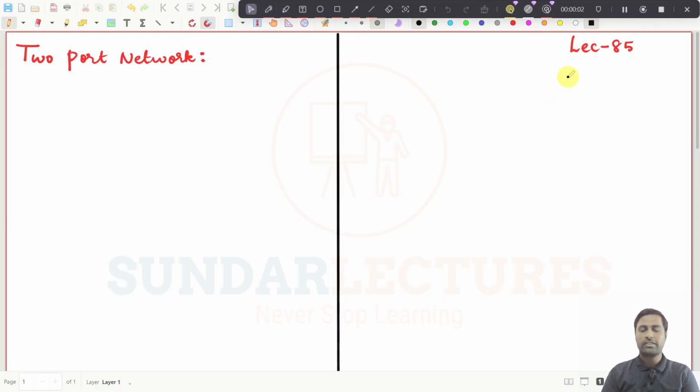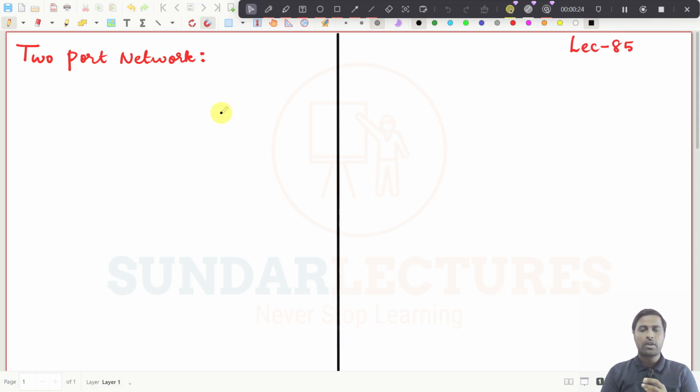Welcome to Sundar's lecture. This is lecture number 85, and in this lecture we are going to start a new topic, that is two-port network, right? So what is a two-port network, what are the insights in a two-port network, and how are we going to solve these kinds of networks? The whole idea about two-port networks we will see in the future lectures, right?